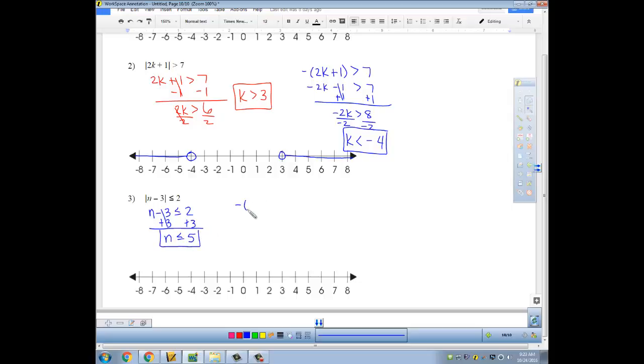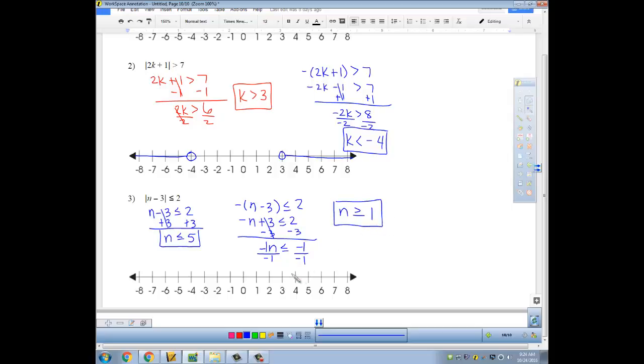Then your second solution, if the left side were negative, distribute that negative through. Subtract 3 from both sides. Remember that's a negative 1, so when we divide both sides by negative 1, we're going to flip the inequality symbol. Negative 1 divided by negative 1 is positive 1, so this is your second solution.